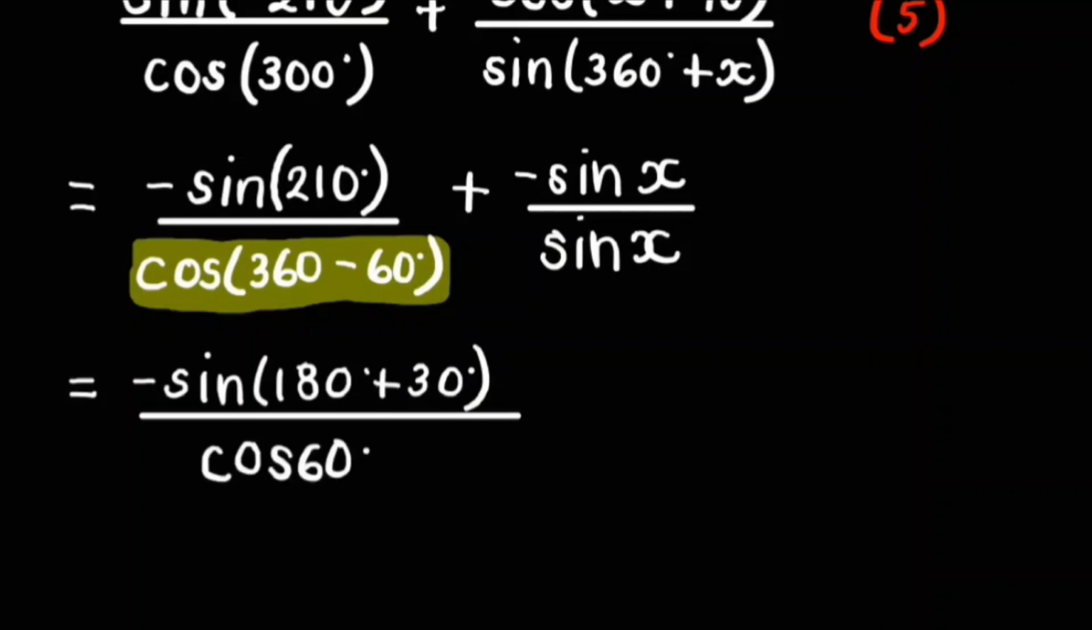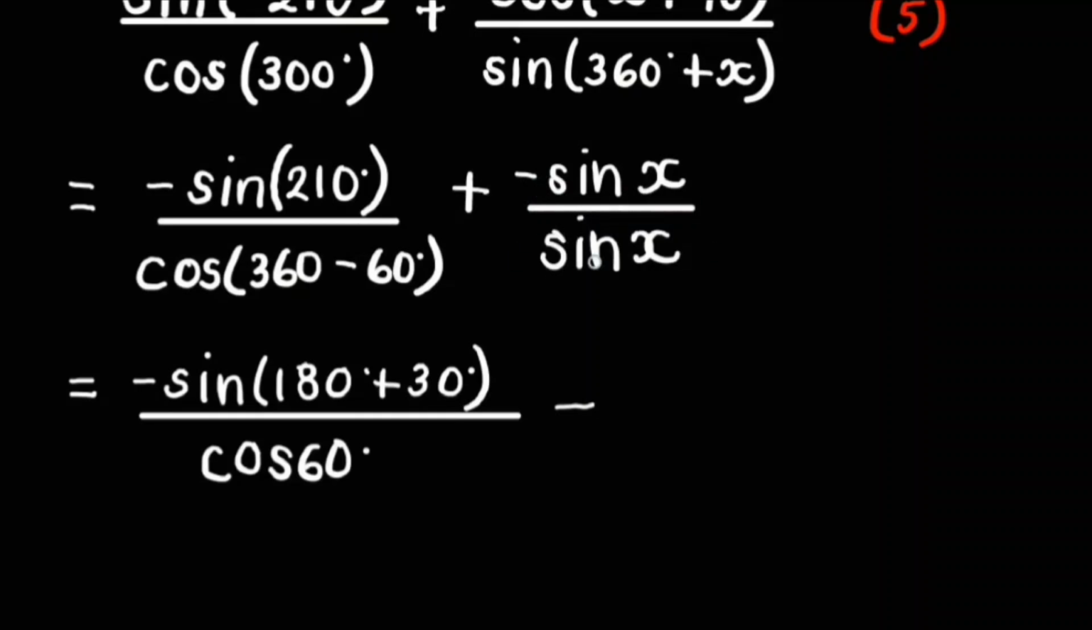Moving on to the second fraction, we now notice that we've got a positive times a negative. And positive times a negative is going to give us a negative. What now happens is that in the numerator and the denominator, we have sine x. They can cancel out with each other. And that leaves us with 1.